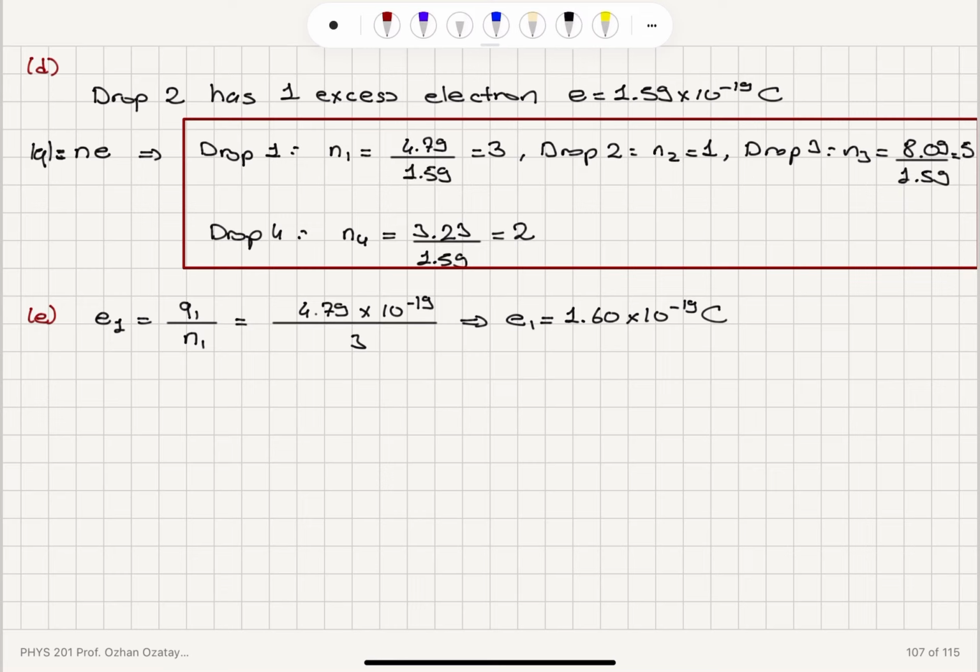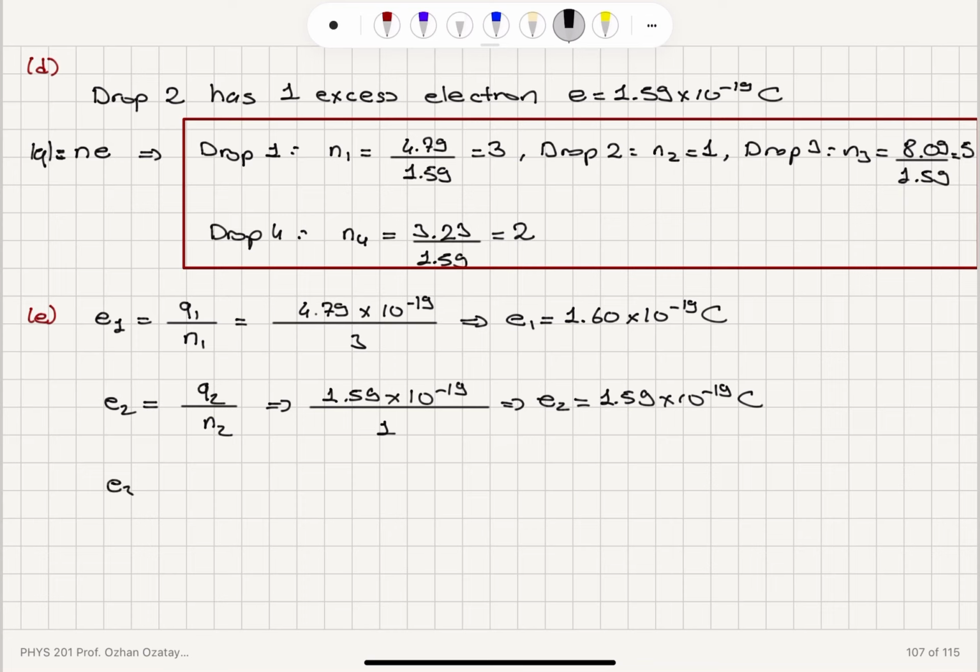The second value, E2, is Q2 divided by N2. And here we have assumed that we have 1 excess electron that is responsible for the charge. So 1.59 10 to minus 19 coulombs divided by 1. Our estimate of the electron charge is 1.59 10 to minus 19 coulombs.